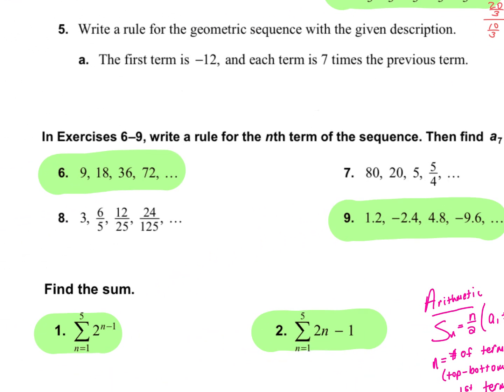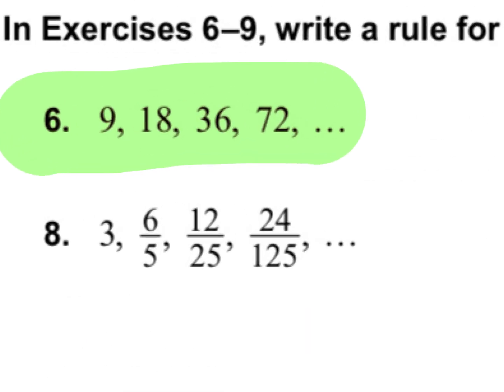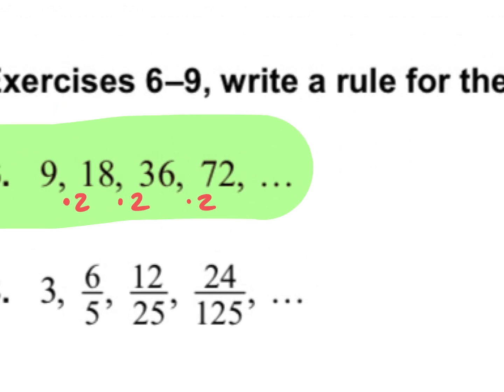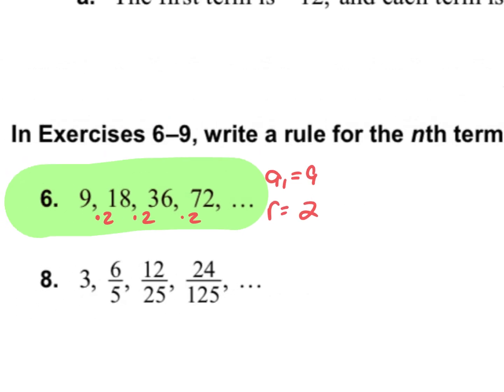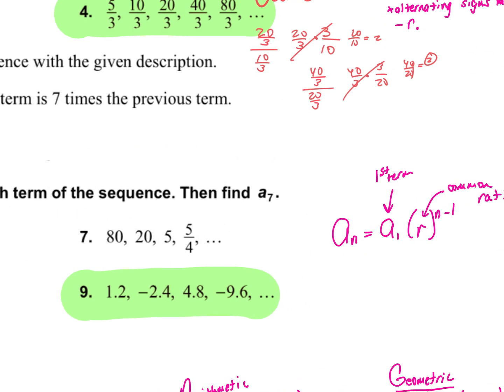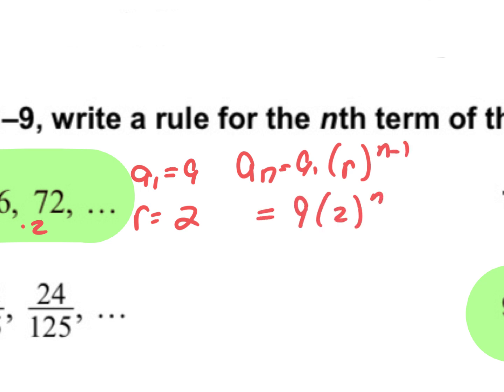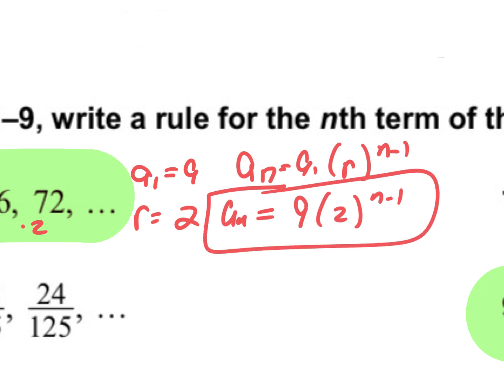All right, so now if we're going to write the nth rule, this is going to be a geometric. What did you multiply to get from 9 to 18? Times 2 each time, right? So your first term is 9. Your common ratio is 2. I wrote over here the geometric formula for you guys, but you need to know it. It's your first term, a sub 1, times your common ratio to the n minus 1. So it's 9 times 2 to the n minus 1. That is the rule. When they say write the rule or the function, that is the rule.